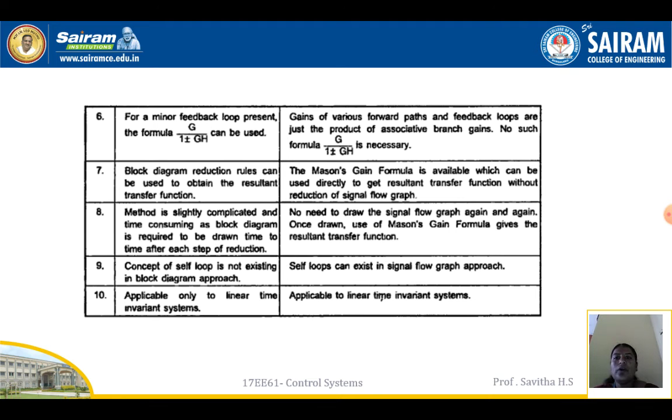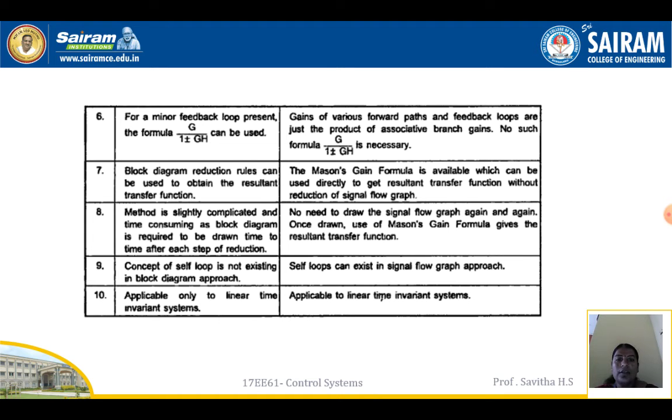For a minor feedback loop present, the formula G divided by 1 plus or minus GH can be used. In signal flow graph, gains of various forward paths and feedback loops are just the product of associated branch gains. No such formula G divided by 1 plus or minus GH is necessary. In block diagram, reduction rules can be used to obtain the resultant transfer function. In signal flow graph, Mason's gain formula is available, which can be used directly to get the resultant transfer function without reduction of the signal flow graph. The block diagram method is slightly complicated and time consuming, as the block diagram is required to be drawn time to time after each step of reduction.